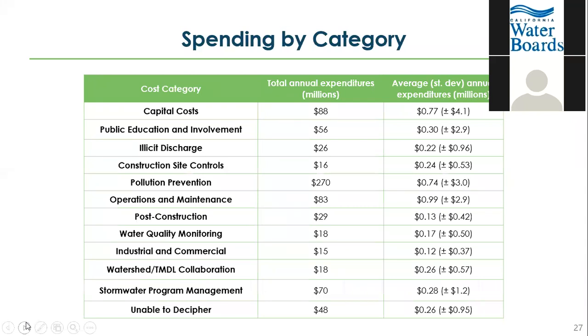So this is the spending breakdown by those categories that I showed you, and we have a lot more detail in the report and the supplemental data on this. But you can see that big chunks of funding, self-categorized by communities, go to pollution prevention, capital costs, as well as public education and involvement in operations and maintenance. And so you can look at this data in two ways. You can look at total annual expenditures in the first numerical column, or the average expenditures with the average and standard deviation, and these are all in millions of dollars across all the different entity types. Next slide.